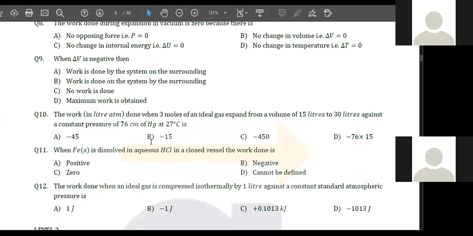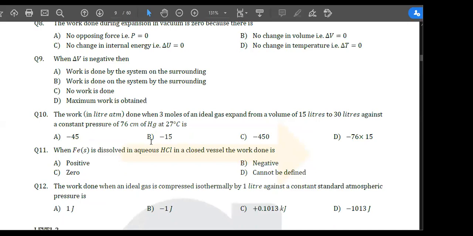Now see question 11. What is given in question number 11? Fe solid is dissolved in aqueous HCl in a closed vessel. The work done is. Now tell me, closed vessel. If we are talking about closed vessel, volume will change, yes or no? Will volume change when it's a closed vessel? No. So if volume will not change, then what will be the work done? Zero. Got it, everyone?